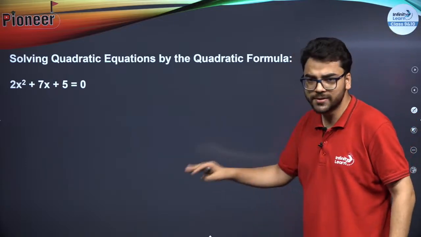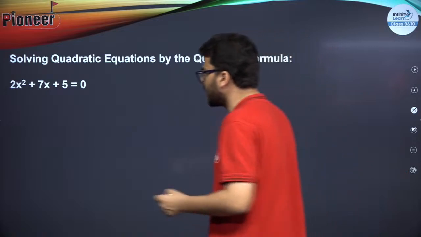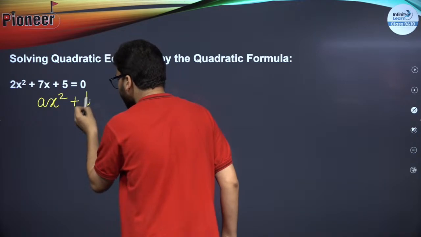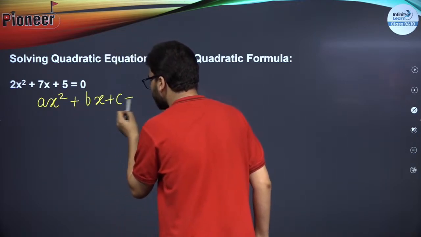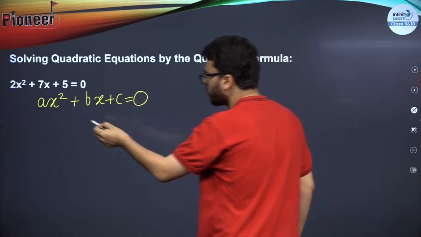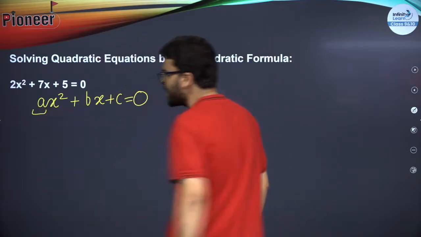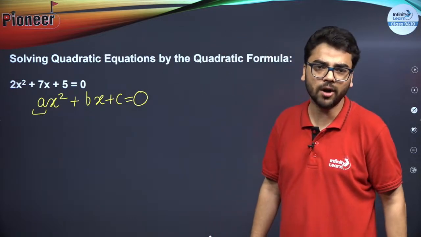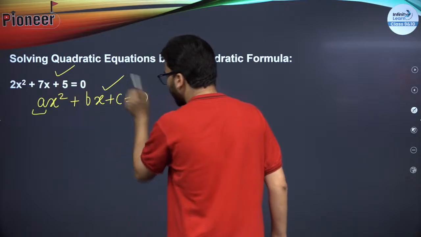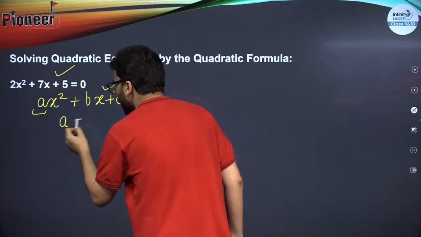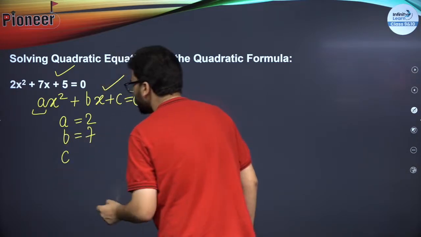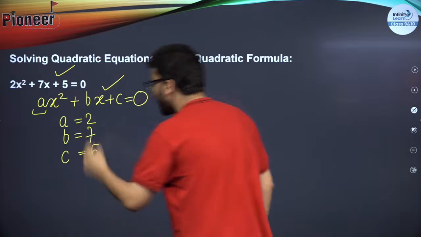In order to use the quadratic formula, you have to understand something. The standard form of a quadratic equation is ax square plus bx plus c is equal to 0. Obviously a is not equal to 0, because then it will not remain a quadratic equation. Now if you compare the given equation with the standard form, can I not say that a is equal to 2, b is equal to 7 and c is equal to 5?